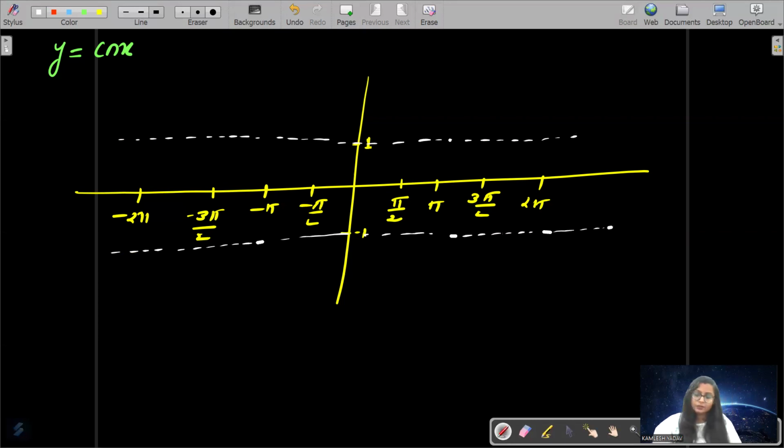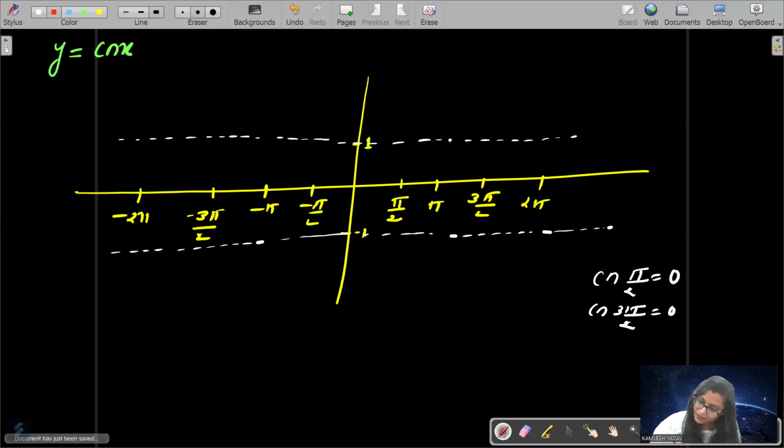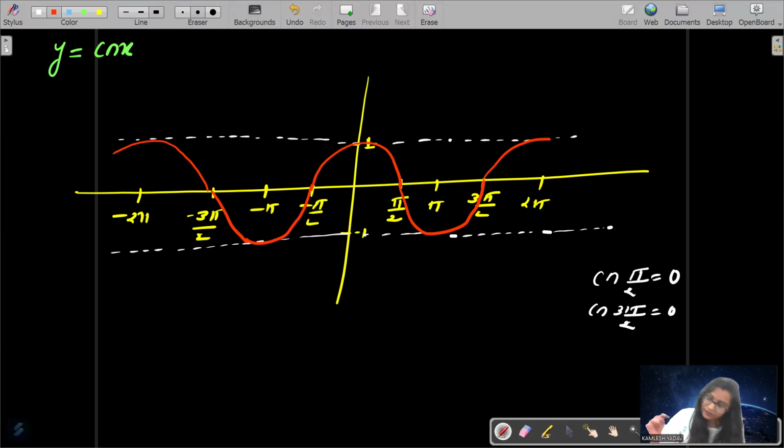Here we know that cos pi by 2 is equal to 0. It means on the x-axis, cos pi by 2 is equal to 0. The next point is cos 3 pi by 2, equal to 0. So our curve meets the axis first at pi by 2, and on the left side at minus pi by 2. Then it goes on and meets at 3 pi by 2, and so on. Similarly we draw the left side, which meets at minus 3 pi by 2, and so on.